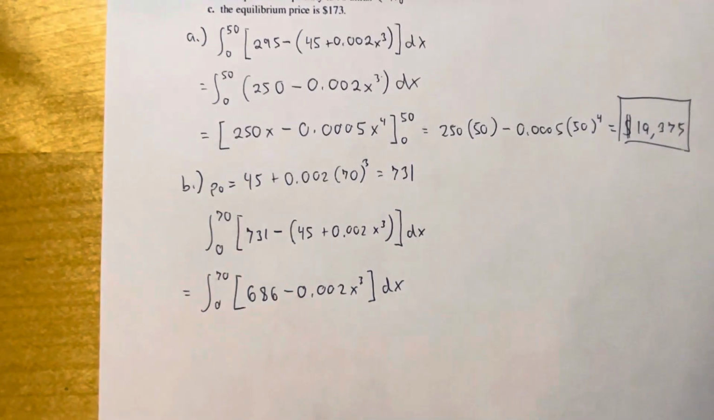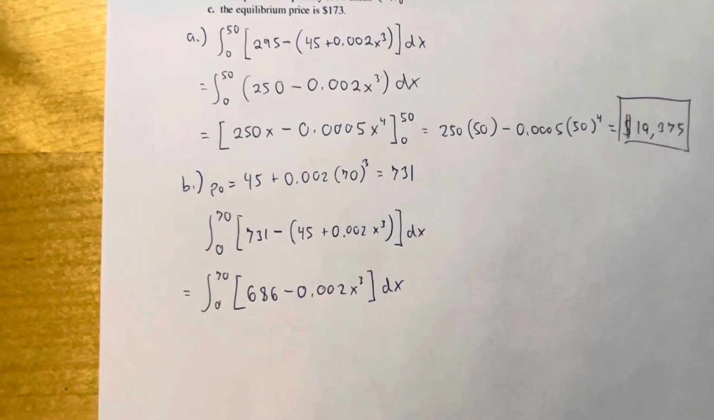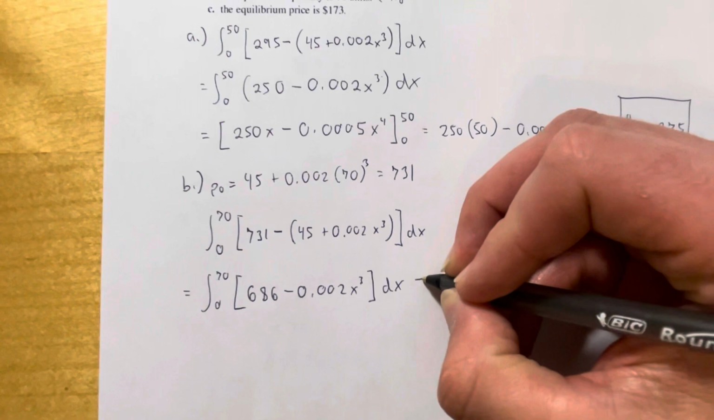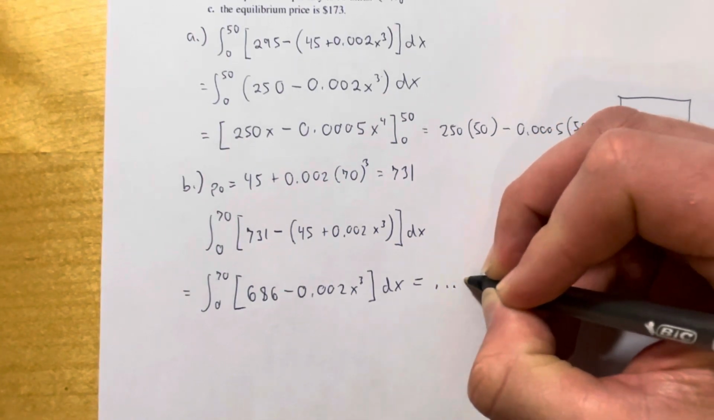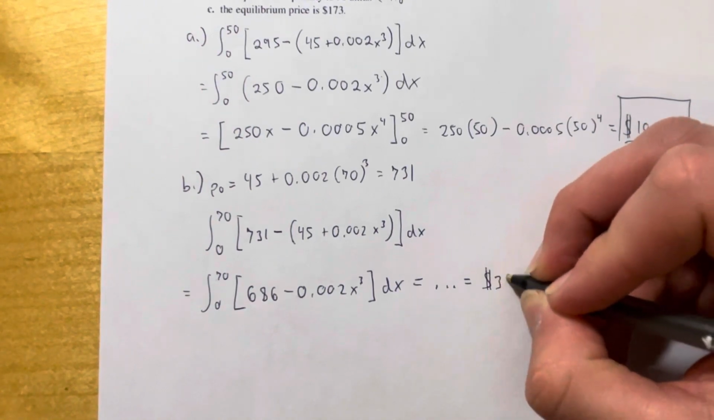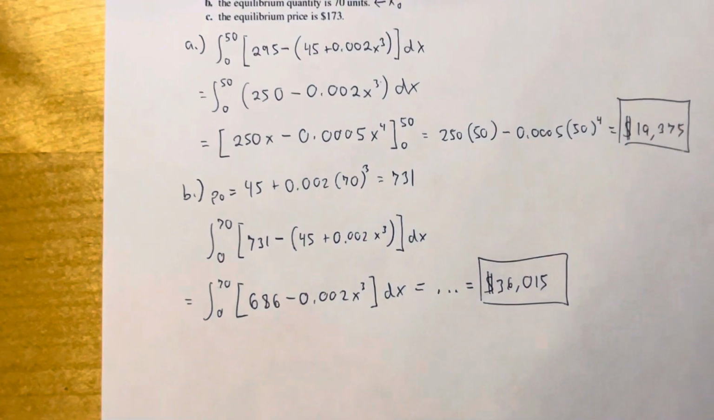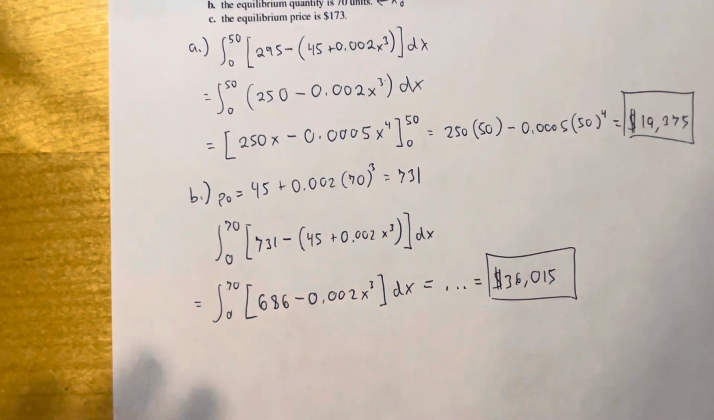So like I said, I'm going to get you to the setup. Here is the setup. This is what we want to integrate. The integration is not hard. The arithmetic might require a calculator. You can do all of those things. What does this one come out to? It should be $36,015. Please fill in these steps. It is really good practice for you.